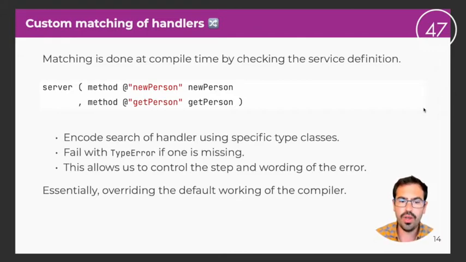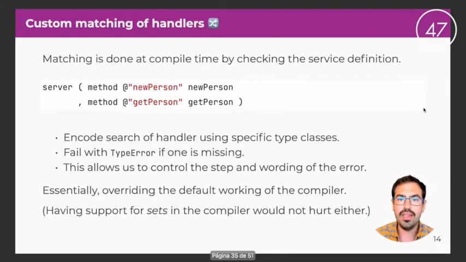So essentially, we are sort of overriding the default working of the compiler. And this is something that we've seen could lead to better error messages. By the way, at this point, if the compiler had also support for sets, that wouldn't hurt either, because many of our problems are actually related to the fact that these handlers are more a set than a list, but we have to encode the fact that they are sets by using a list and then searching every time.